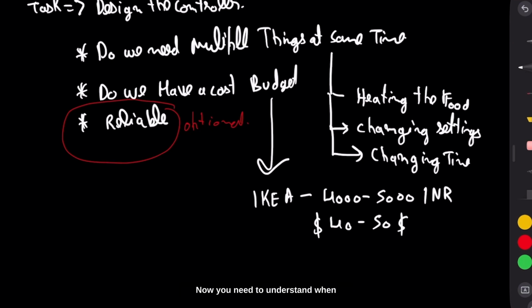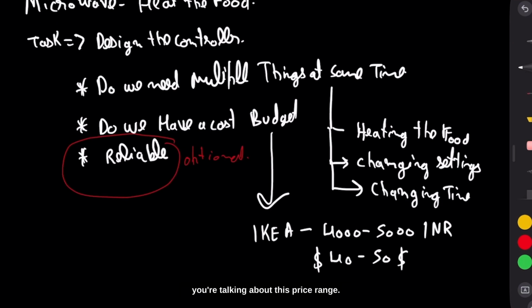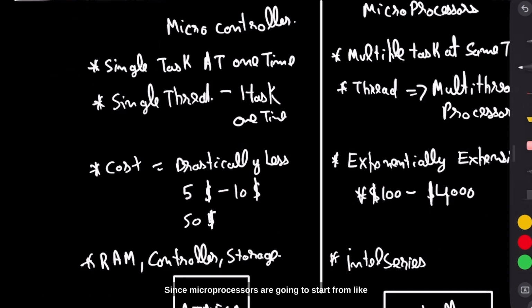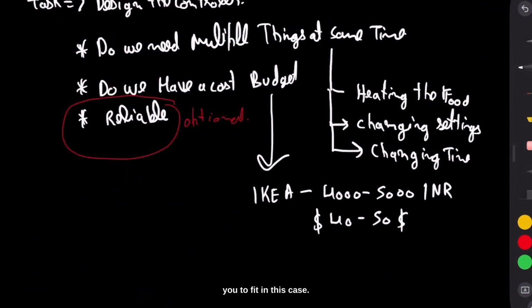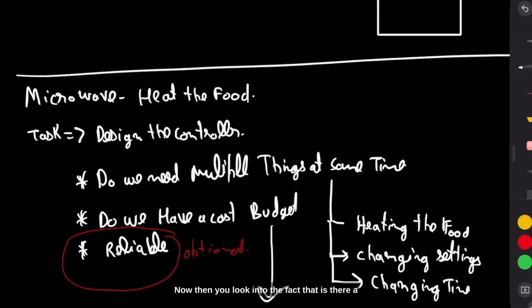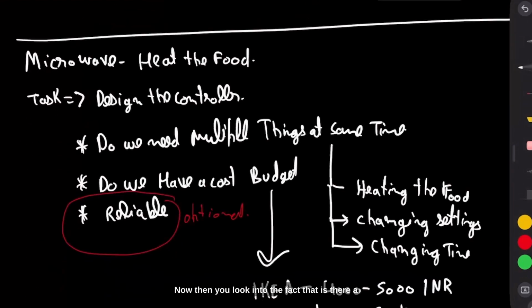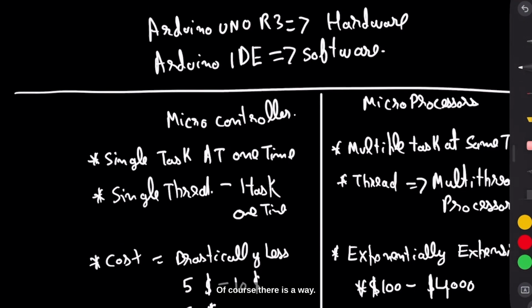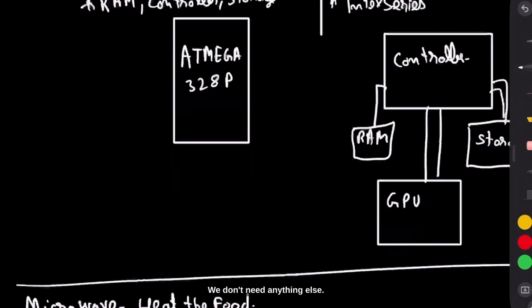Now you need to understand, this price range means that you need something which is going to be obviously budget friendly. Since microprocessors are going to start from like $100, it's not going to be possible for you to fit in this case. Then you look into whether there is a way that we can handle one thing at a time. Of course, there is a way. We use a microcontroller. Okay, we don't need anything else.